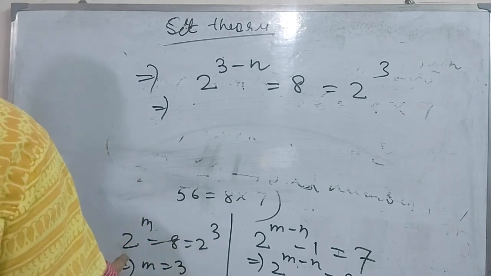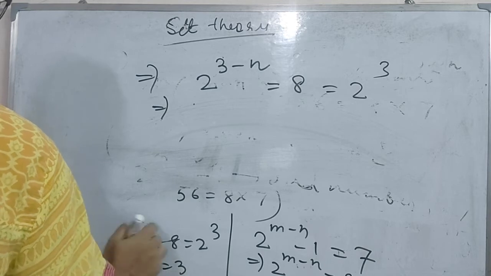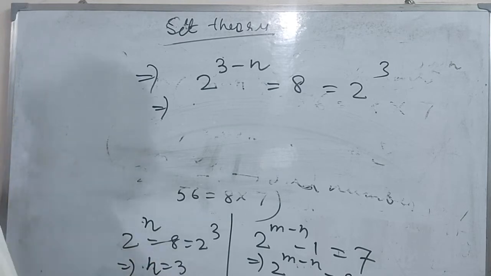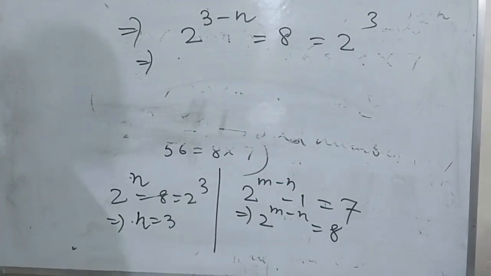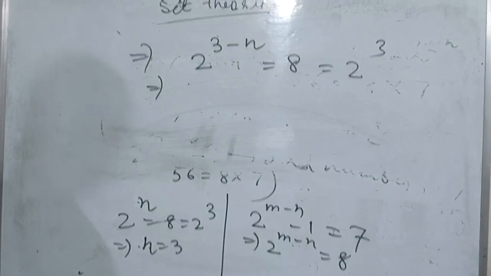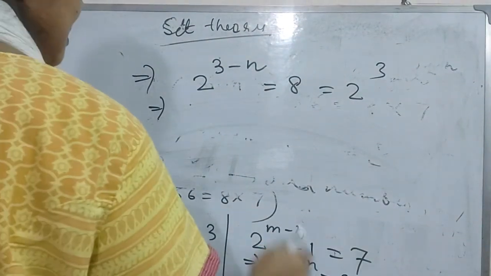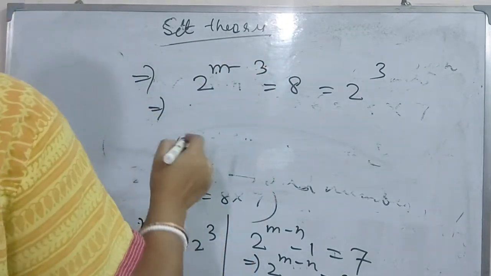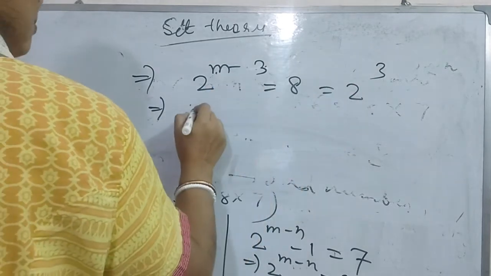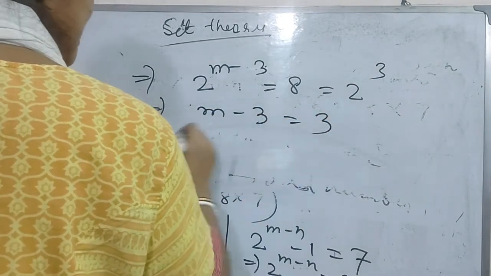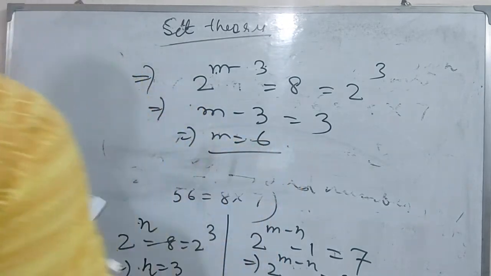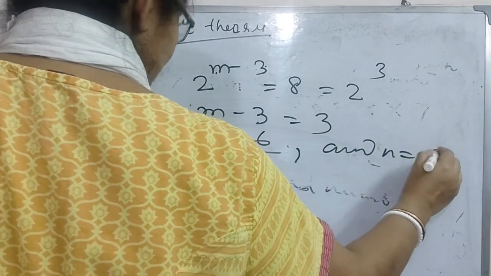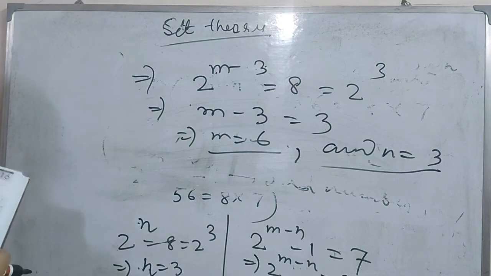Sorry, this is n equal to 3. With n equal to 3, 2 to the power m minus n is 2 to the power m minus 3, that is equal to 2 to the power 3, that is m minus 3 equal to 3, so m equal to 6. So, m equal to 6 and n equal to 3. This will be the answer.